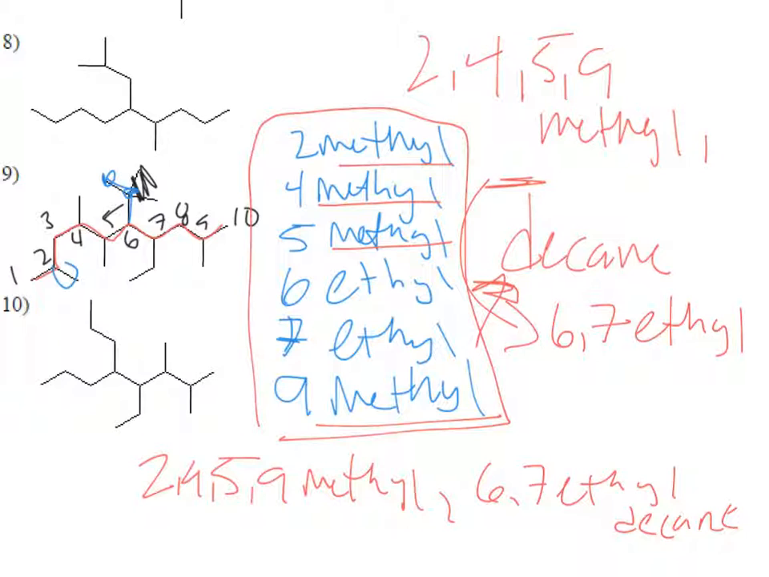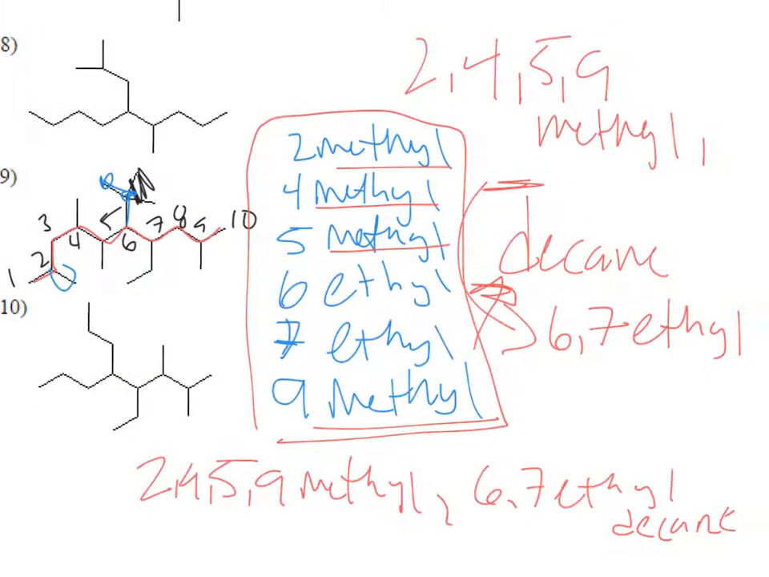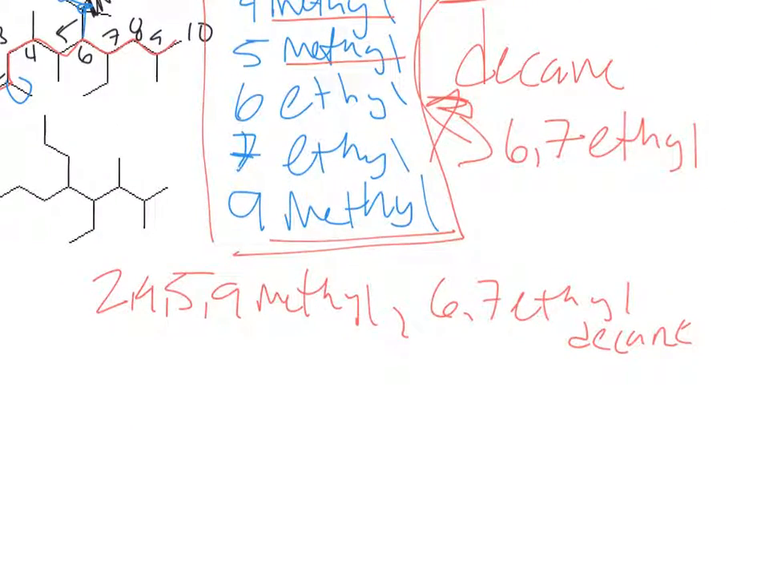Now, this should be the final name of this molecule. Everything makes sense, and it's a nice, easy, efficient way to name it. Let me move this way. This is 2, 4, 5, 9 methyl, 6, 7 ethyl decane, because chemists, again, want to do the most efficient thing possible. But for some reason, they add a little bit.